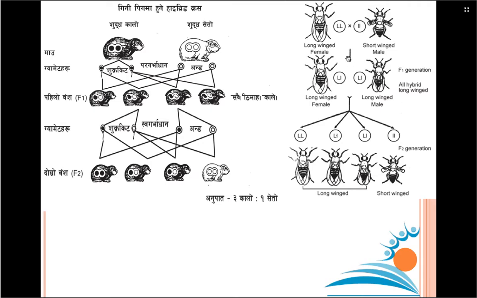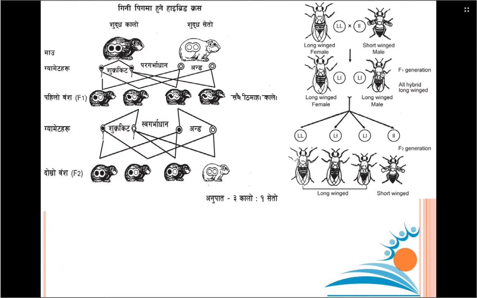Similarly, another example is done, that is Drosophila. It is a kind of fly. So this is the Drosophila with long wing, and this is the Drosophila with the short wing. So the long wing character is dominant, that's a capital L, and short wing is recessive character. So when they are crossed, since long wing is dominant character, in the first generation you will find Drosophila with long wing. That means the short wing character is hidden here, but they are hybrid. Hybrid means they have the character of short wing, but it is hidden.